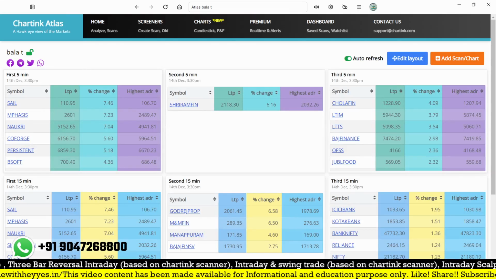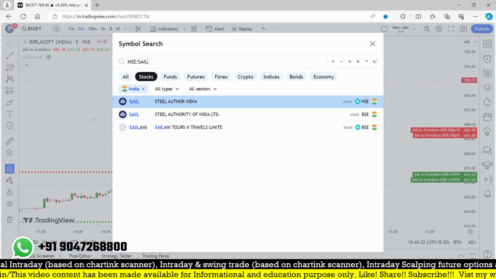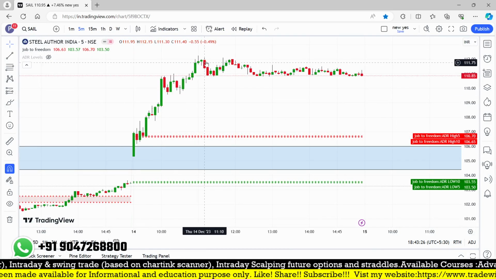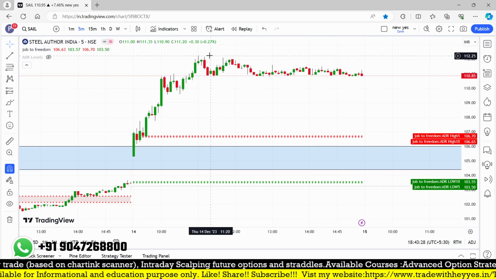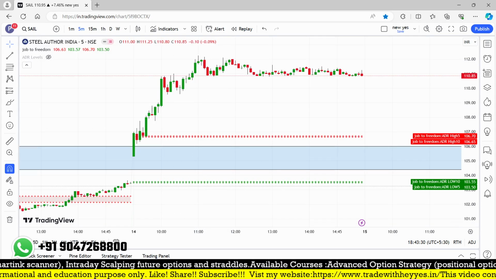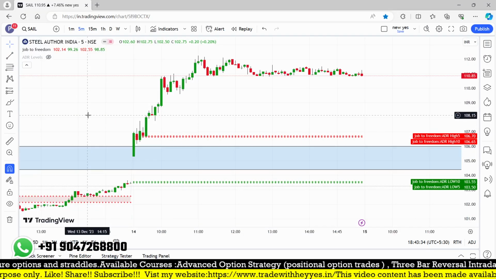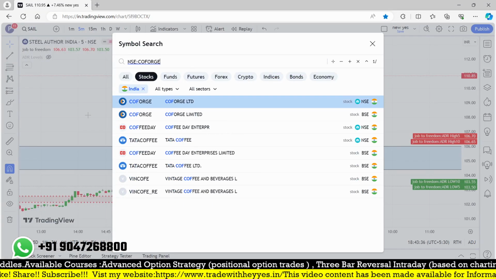And in Sail also I saw a good opportunity. You can see it keeps rising around 106, and it went up to 112. Such a good move in Sail. That is also one more trade. And GoForce was another trade which gave us such a good result.